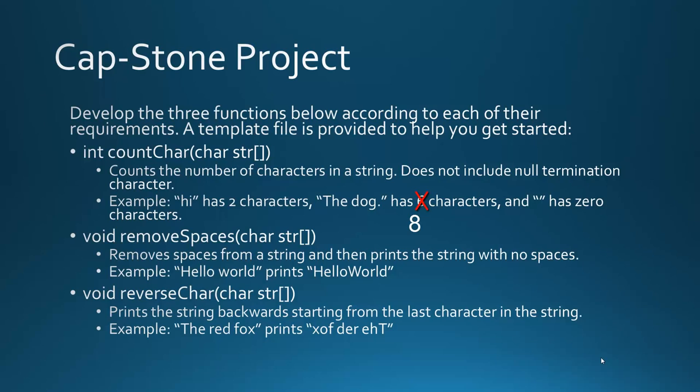So if we had the red fox, it prints that backwards, which is not pronounceable but useful. This is where, with that void reverse characters function, you're going to have to take into account the null terminated string, because you're going to have to start iterating from the back. So that's just a little hint I'll give you right there.